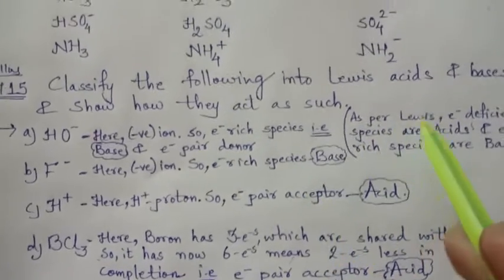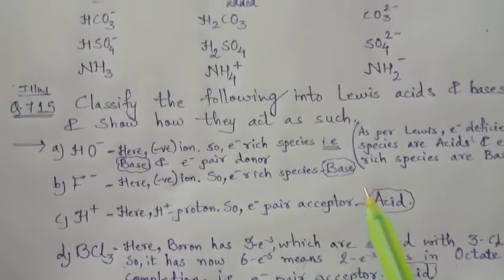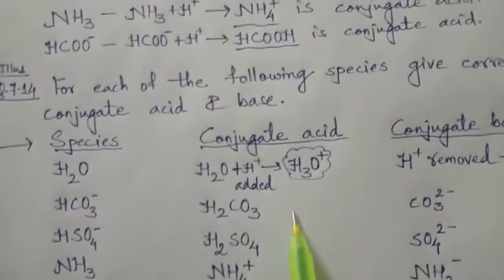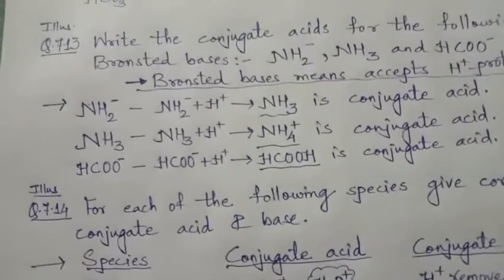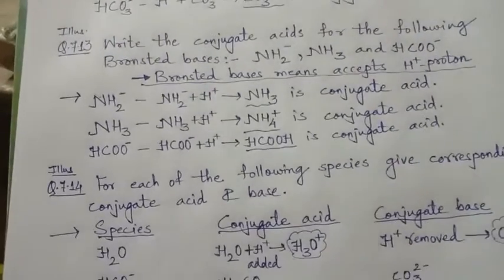Clear about the Lewis acid base, about Lowry-Bronsted, Arrhenius, and even conjugate acid and conjugate base? Right? By this time, thank you.